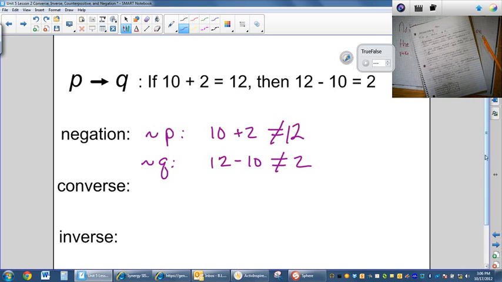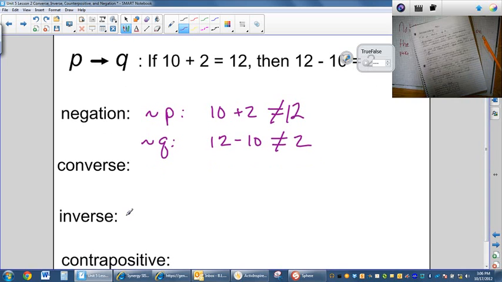I'd like you to do one last one. Why don't you go ahead, do the inverse. If not P, then not Q. Go ahead and do the inverse.